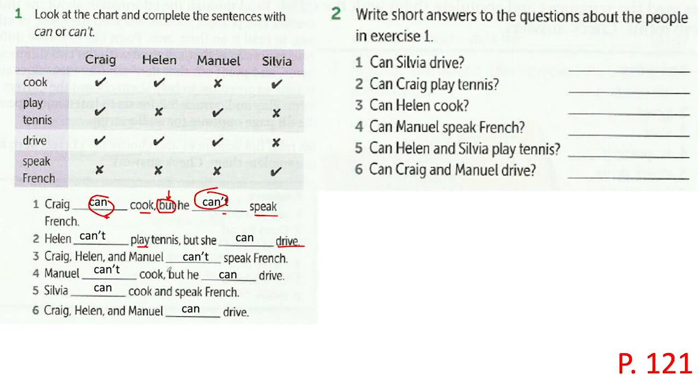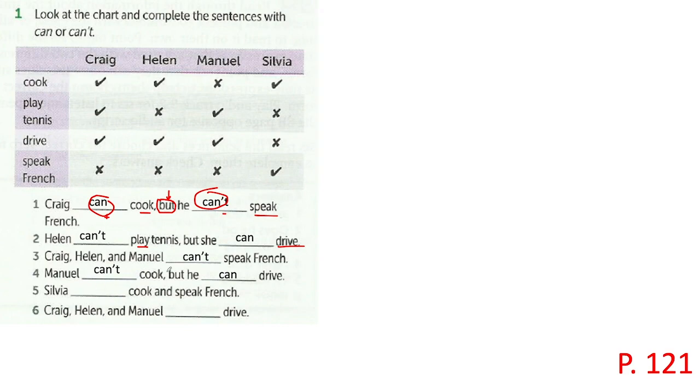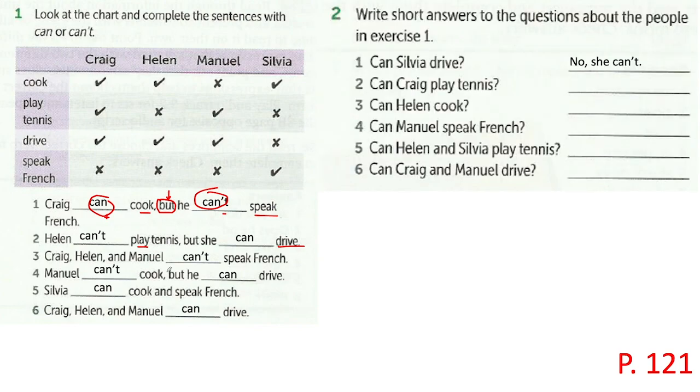The instruction says, write short answers to ask the questions about the people in exercise number 1. We have to write short answers in this case. So here, for example, question number 1 says, can Sylvia drive? How do we make the short answers? You just say yes or no. And in this case, it's about Sylvia. So you say no, she, because you're talking about Sylvia. No, she can't. Can Craig play tennis? Yes, he can. In this case, we use he because you're talking about Craig. If you say no, remember, can't. If you say yes, can.